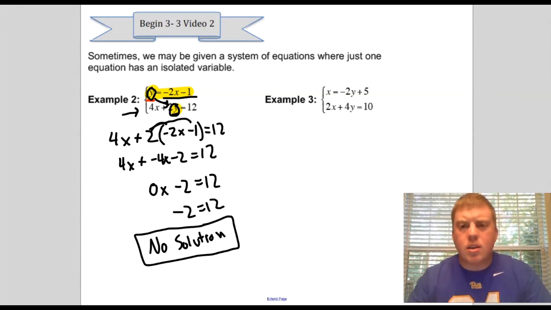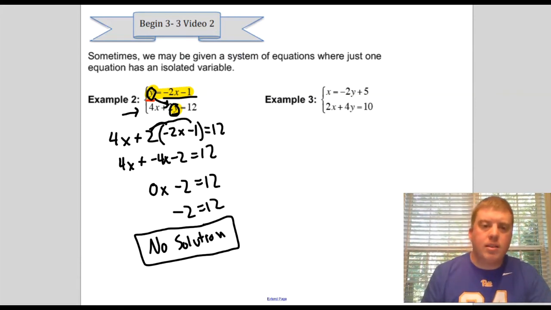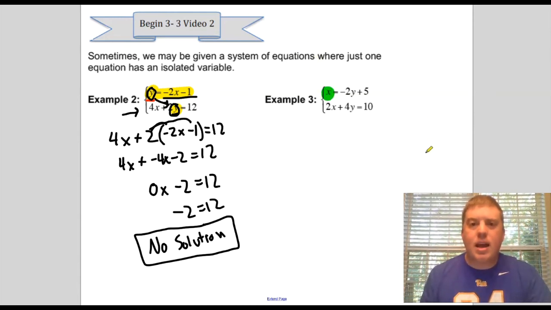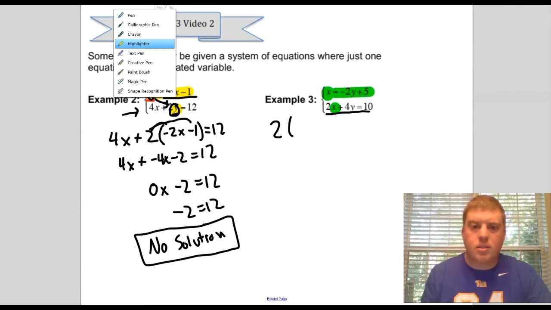All right, so let's look at one more example, because I want to illustrate the fact that it doesn't have to be the y that's by itself. If we look at example 3, this time instead of having a y by itself, I have an x by itself. So what I'm going to do this time is instead of replacing the y value, I'm going to replace the x value with what x is equal to. Again, I'm going to write the equation that the x is not solved for, but instead of putting the x, I'm going to put what x was equal to. In this case, negative 2y plus 5.